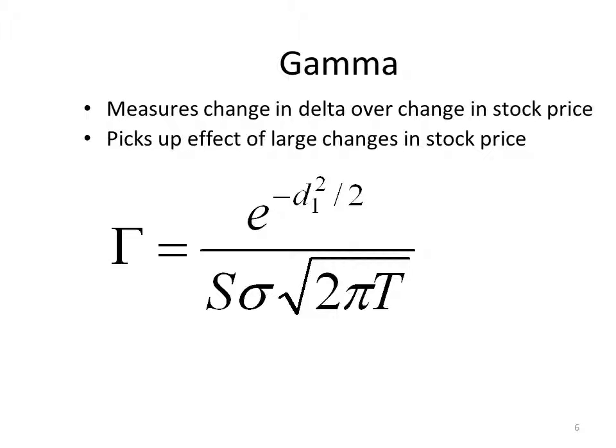Gamma then measures the change in delta over the change in the stock price. The big thing here is that it picks up the effect of larger changes in stock price. We measure gamma as e raised to the minus d sub 1 squared power divided by 2, that entire quantity over the underlying security price times its standard deviation times the square root of 2 pi times t, the time remaining until the option contract expires.